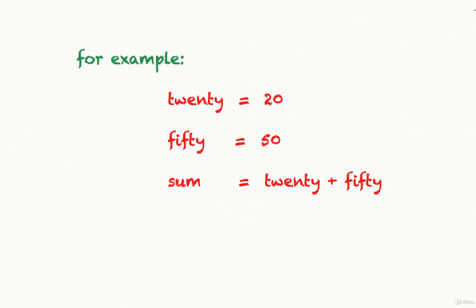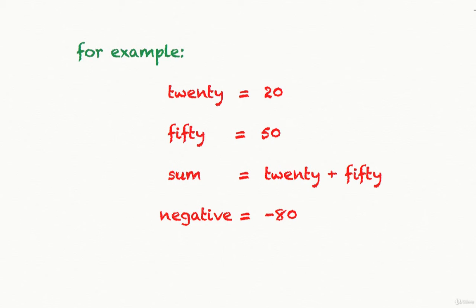We can use these variables in expressions. So now instead of writing numbers in an expression, I can use variable names. Here in this example, I have created a variable sum and stored the result of expression 20 plus 50 in it. So now sum variable will contain number 70 as it is the result when we add 20 and 50. We can also assign negative numbers to variables. Like here I have assigned negative 80 to variable named negative.